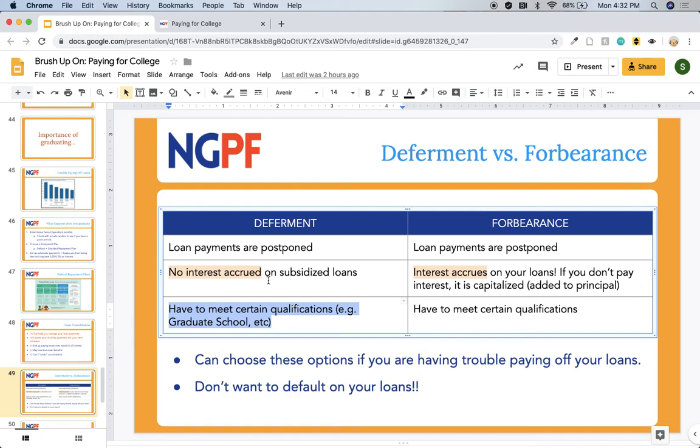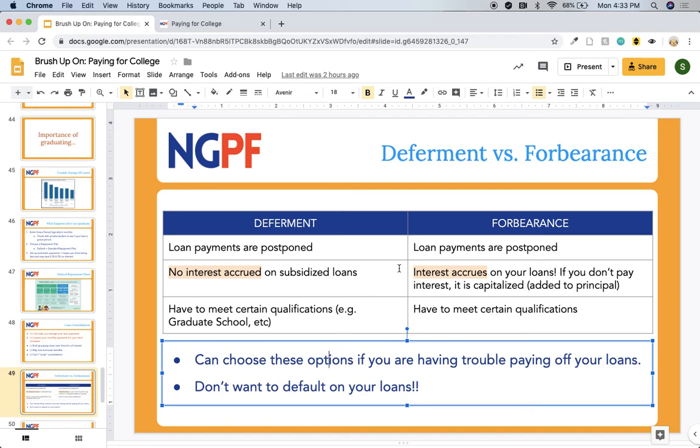Now, the difference is deferment is usually the preferred option because you're not going to have any interest accrue on those subsidized loans. With forbearance, your interest continues to accrue, so if you don't pay that interest, it's going to be capitalized or added to your principal. And again, for both options, you have to meet certain qualifications. So you can choose these options if you're having trouble paying off your loans.